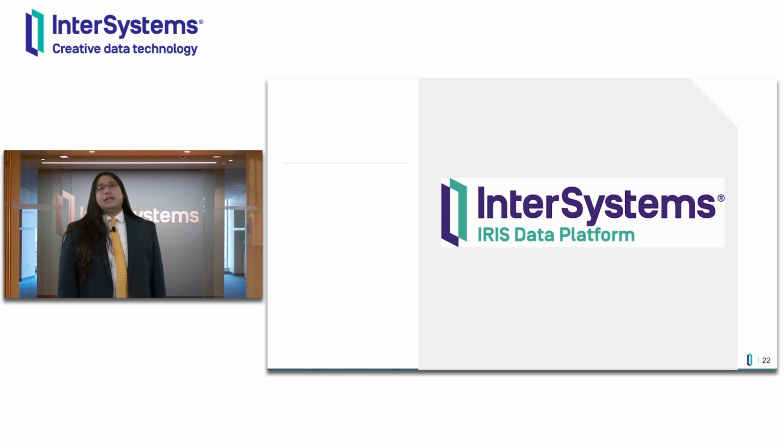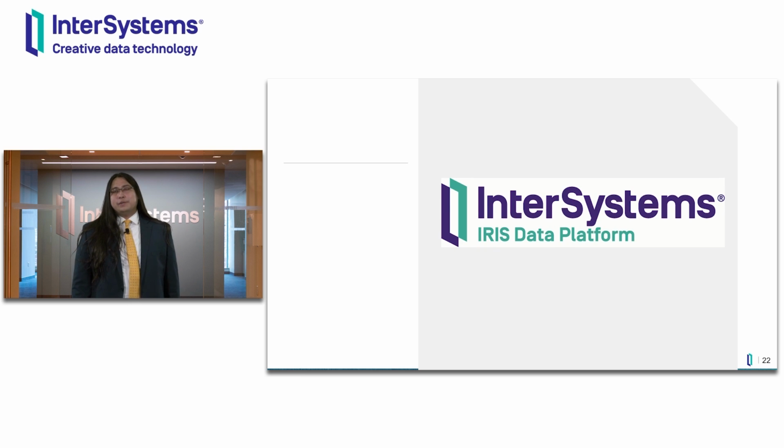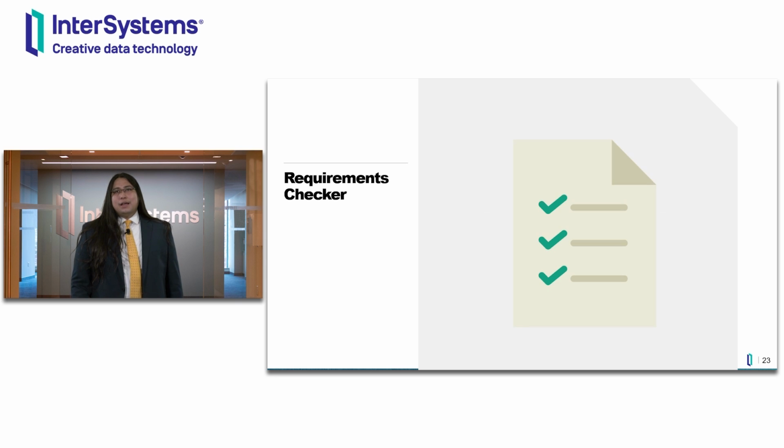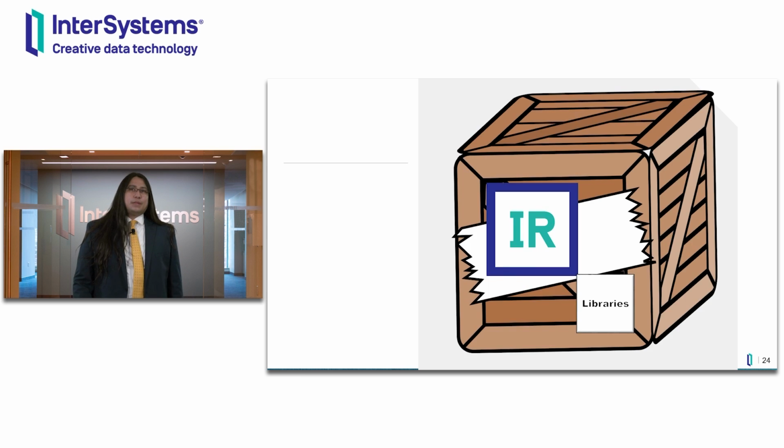Okay, let's talk about how all of this relates to InterSystems Iris. InterSystems is introducing a new Requirements Checker utility that will run during install time to check whether required libraries are set up on the OS before installation can proceed. Previously, InterSystems had included its own copies of necessary libraries as part of the installation kit, but this is changing, specifically for the OpenSSL library.